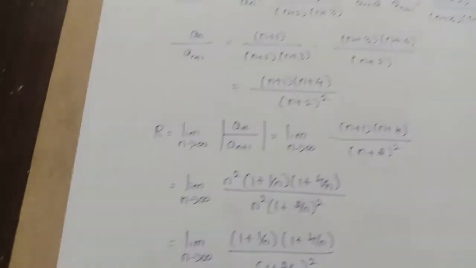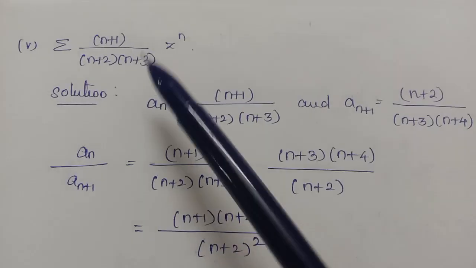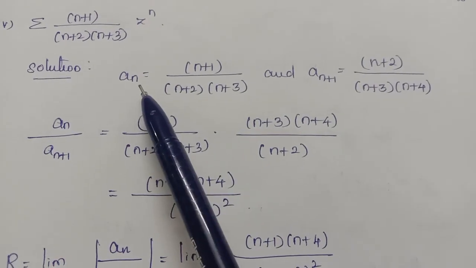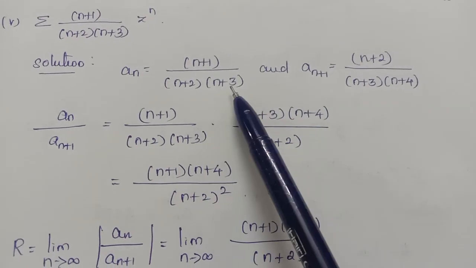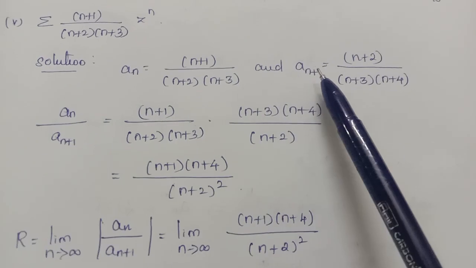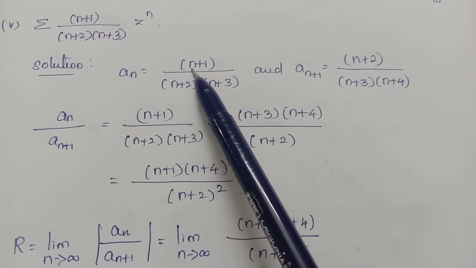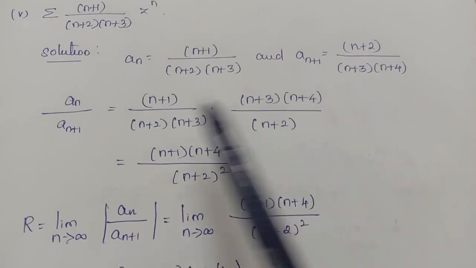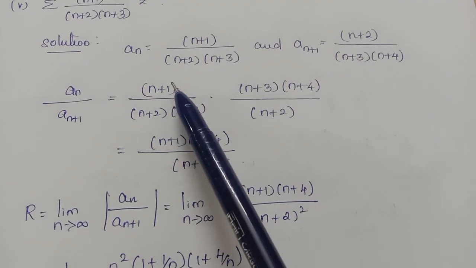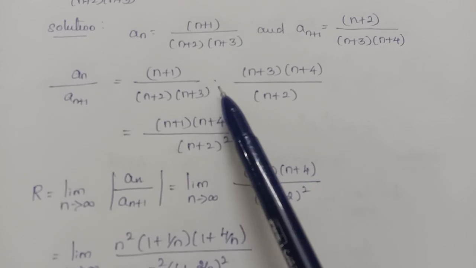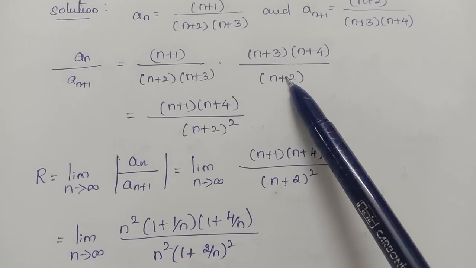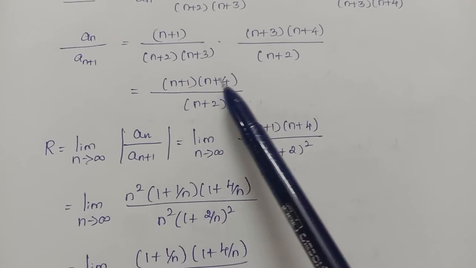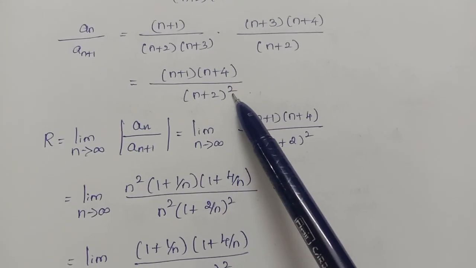Then, last problem. Summation (n plus 1) by (n plus 2) into (n plus 3) z power n. So what is an? (n plus 1) by (n plus 2) into (n plus 3). What is an plus 1? Replace all n by n plus 1. So it will be (n plus 2) by (n plus 3) into (n plus 4). Now an by an plus 1 will become (n plus 1) by (n plus 2)(n plus 3) into (n plus 3)(n plus 4) by (n plus 2). So n plus 3 gets cancelled. So what we have? (n plus 1) into (n plus 4) by (n plus 2) the whole square.